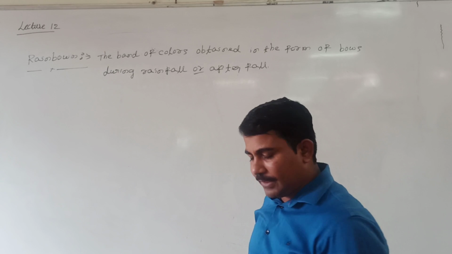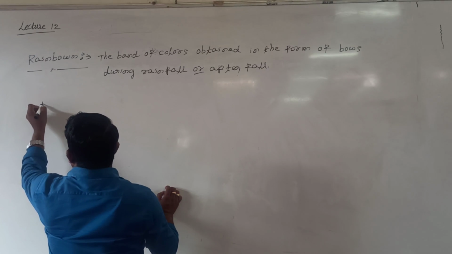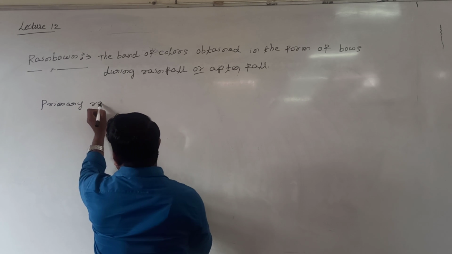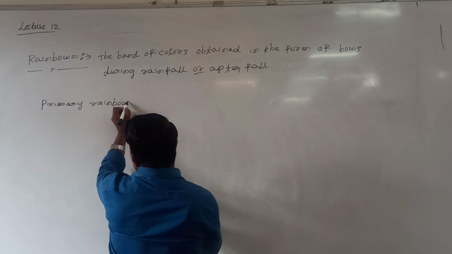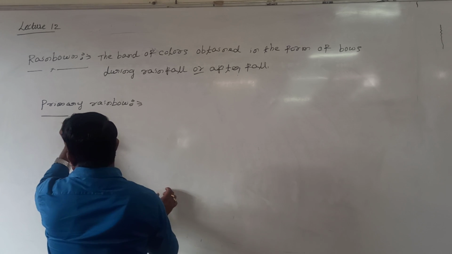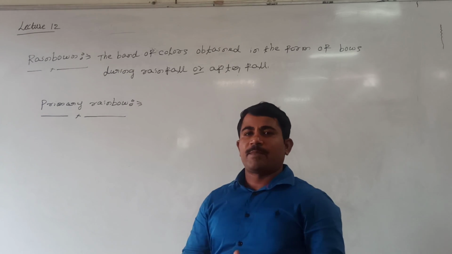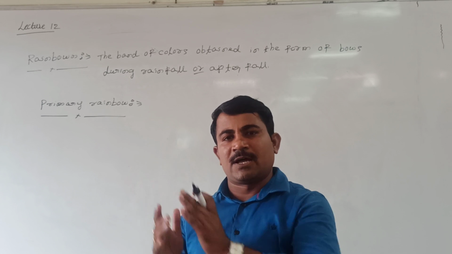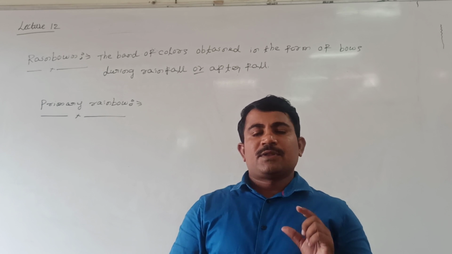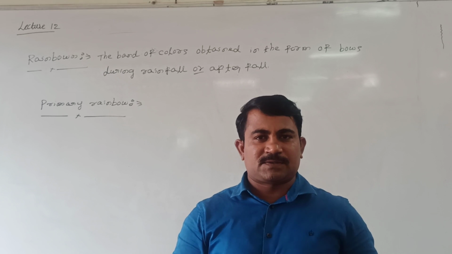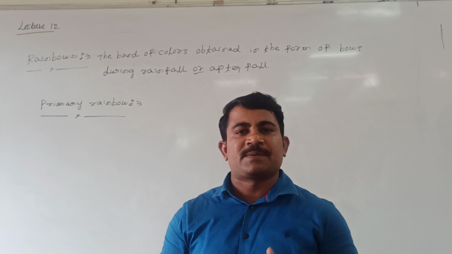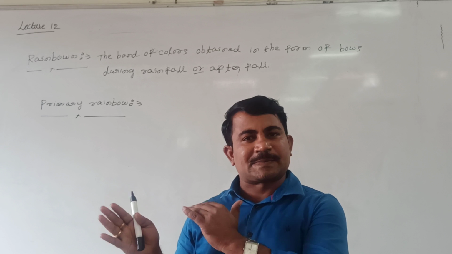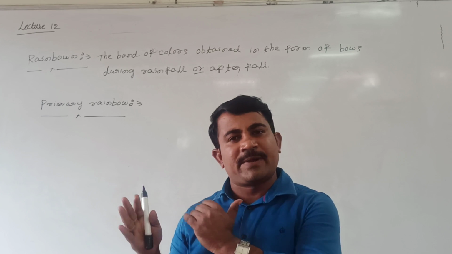Now first we will see primary rainbow. How can this rainbow be obtained? During rainfall or after rainfall, consider so many water droplets are available in the sky. We know that the water droplet always acts as a prism. Because whenever white light is incident on the prism, how many types of colors are obtained? 7 types of colors are obtained, that we are calling what? Spectrum, in the form of 7 colors.